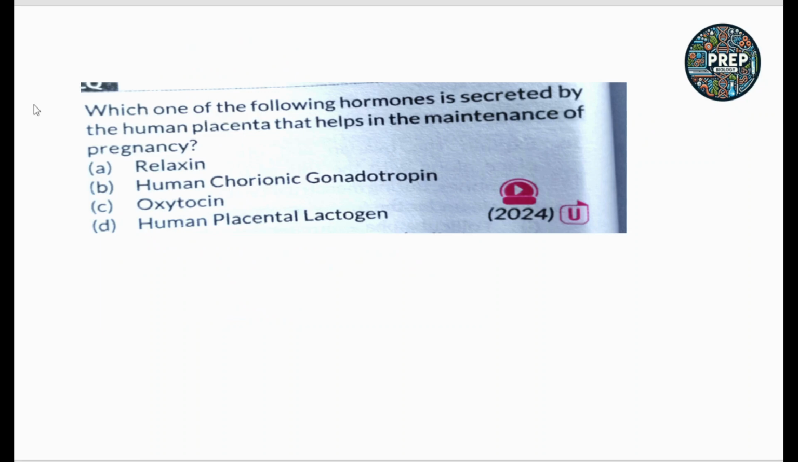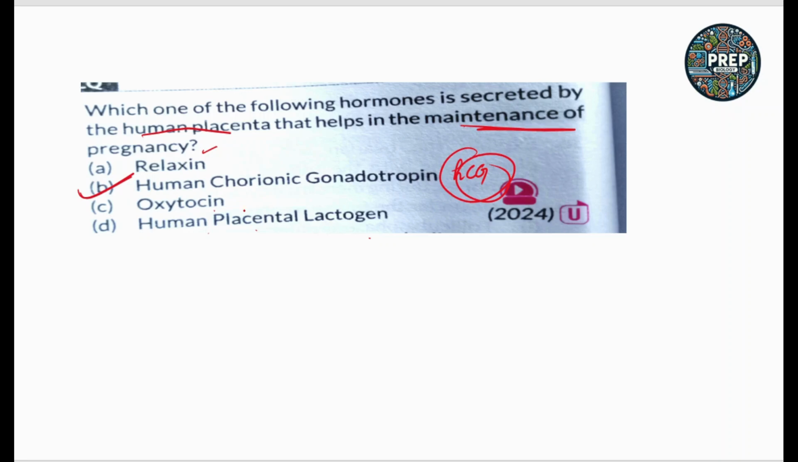Okay, next question is, which one of the following hormones is secreted by the human placenta that helps in maintenance of the pregnancy? First is the relaxin hormone. Second is the human chorionic gonadotrophin, that is HCG. Third is the oxytocin. Fourth is the human placental lactogen. So for the maintenance of the pregnancy, the answer number B is correct.